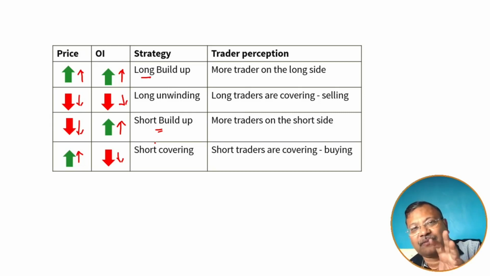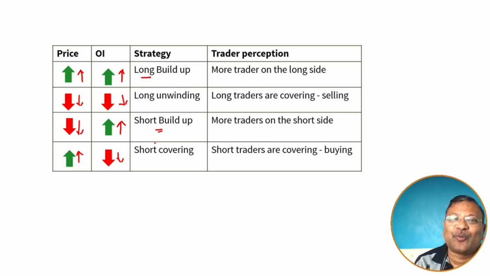Now, this might look pretty intimidating and confusing at the beginning, but if you keep looking at it at regular intervals and keep analyzing it, it will become imprinted in your mind. So when the price and open interest both go up, it is a long build-up. If price and open interest both come down, it is long unwinding. If price is coming down but open interest is going up, that's a short build-up. And if price is going up but open interest is coming down, that's short covering.